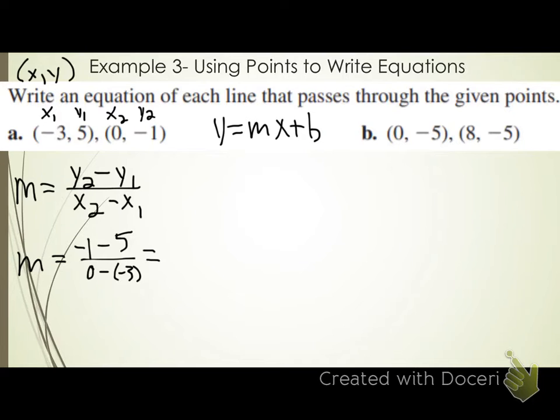Okay, what's -1 minus 5? -6. Two negatives right next to each other makes a positive. Stay, change. What's 0 plus 3? 3. -6 divided by 3 gives me -2. Any questions how we found our slope here? You need to know the slope formula and how to use it. Okay?